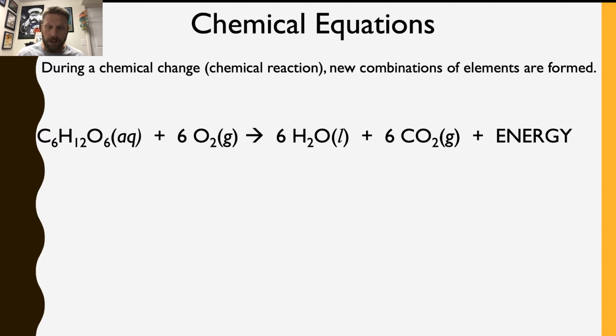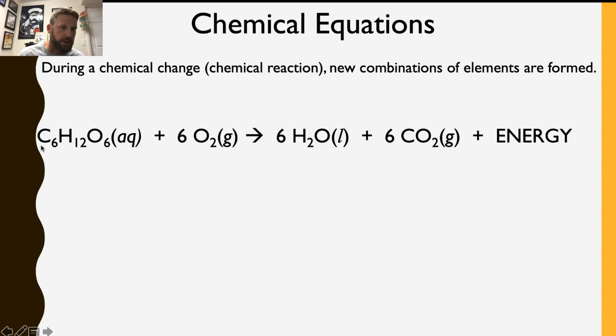In the formula of a substance, we have subscripts. Subscripts tell you how many of a particular atom are in one molecule of that substance. So when we look at water, this subscript 2 means that we have 2 H's, or 2 hydrogen atoms, in every molecule of water. Since there's no subscript behind the oxygen, that means there is only one atom of oxygen in a molecule of water.